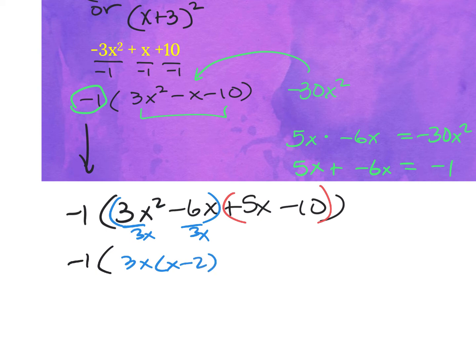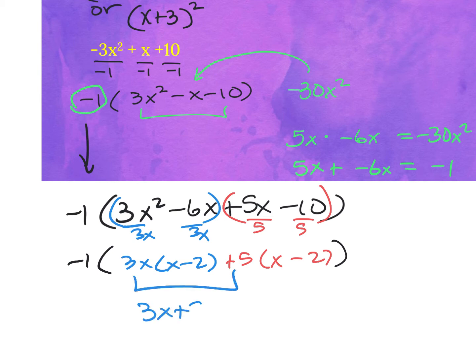And x minus 2 remains. Then my GCF of red is going to be 5. And now I'm going to go ahead and put my two GCFs that I divided out together. 3x plus 5 goes together. And then just rewrite what was in common here, the x minus 2. And don't forget about your negative 1 that you factored out.